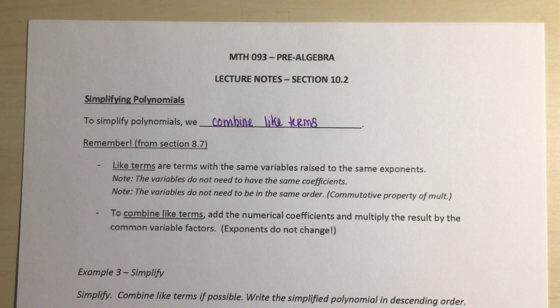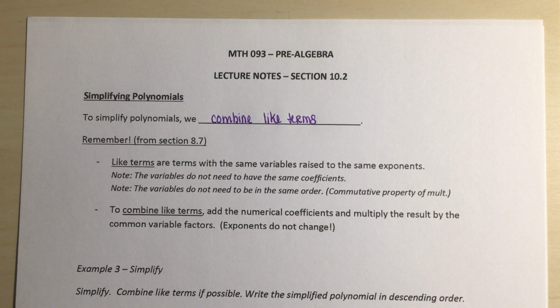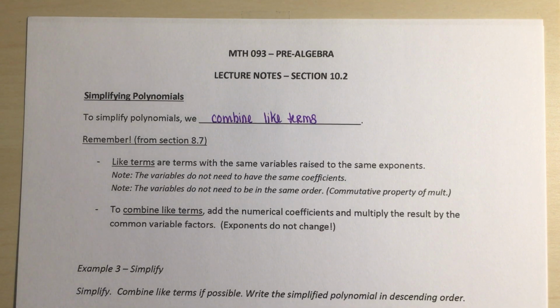As we're combining these like terms, remember like terms are the same variables raised to the same exponents. The variables don't necessarily need to be in the same order because of our commutative property of multiplication. They don't necessarily need to have the same coefficients. We just want their variable pieces to match up. When we're combining like terms, we use the numerical coefficients out front, and then multiply that result by the variable factor. In this case, unlike what we did in the last section, our exponents should not change. We're just using our coefficients out front. Our exponents are not changing as we're simplifying polynomials.